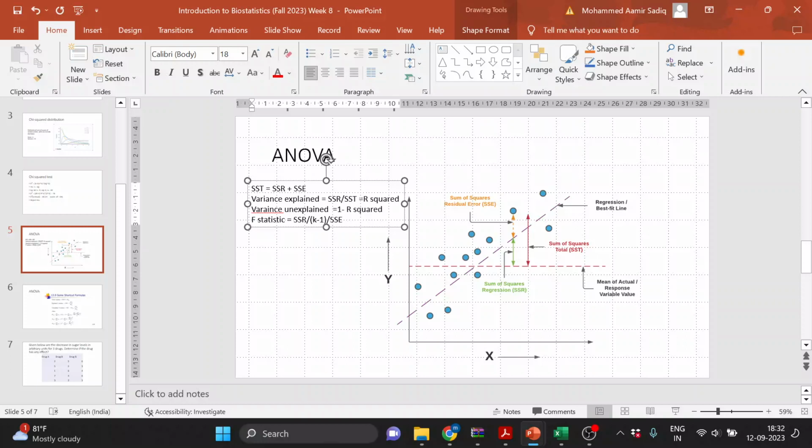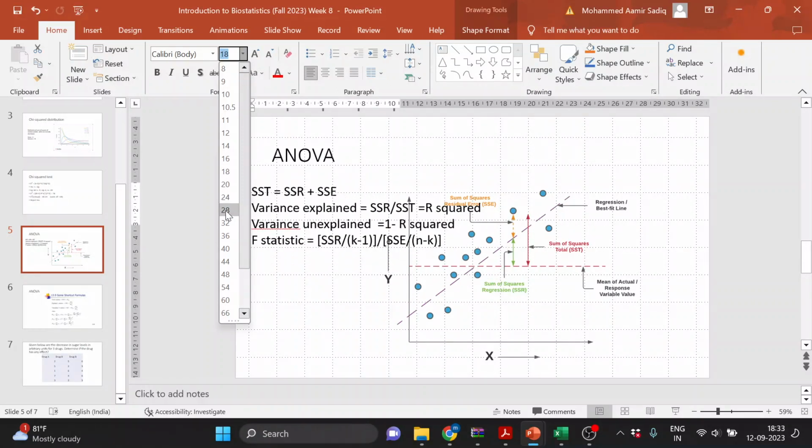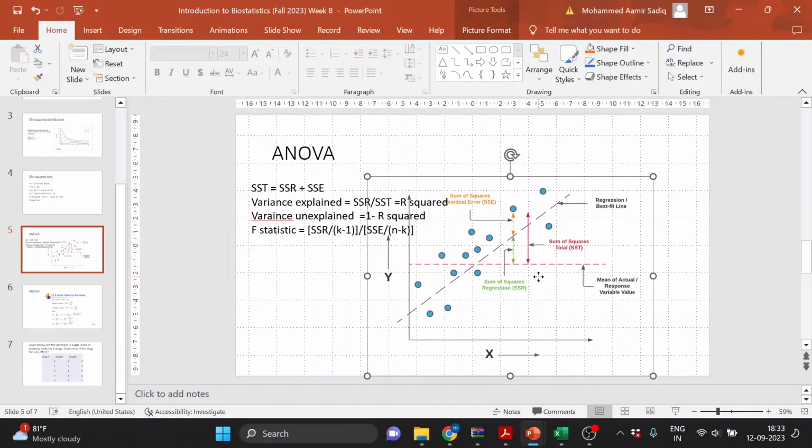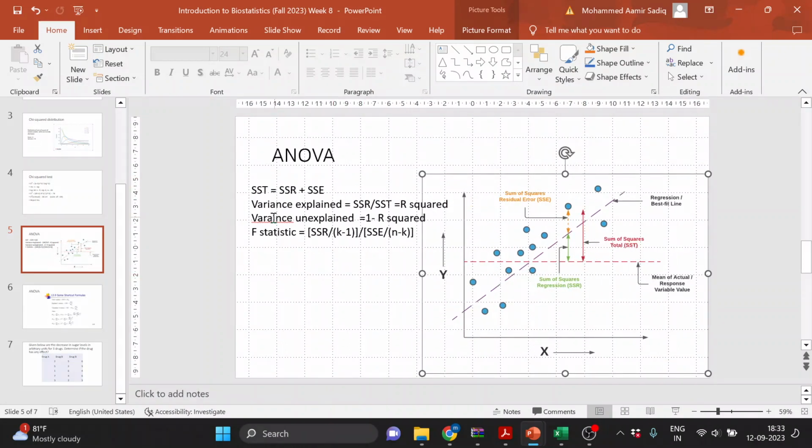this divided by degrees of freedom, which is nothing but the number of... So this is your F statistic. In an ANOVA, you calculate this. So then you check. I'll try and make this bigger. So everyone is understanding what is happening here.